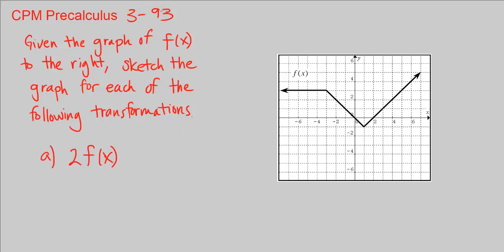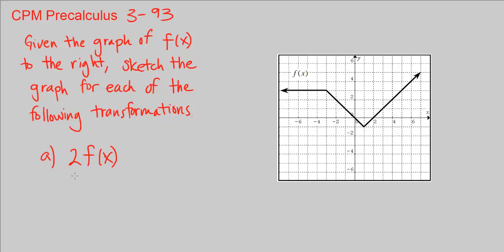This is CPM Precalculus Chapter 3, number 93. So given the graph of f of x, here's f of x. Sketch the graph for each of the following transformations. So A, we want to go ahead and sketch the graph of 2 times f of x, right?